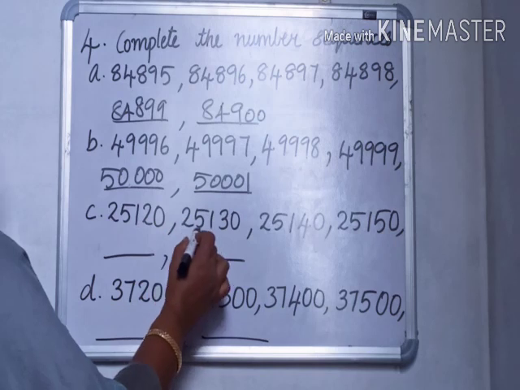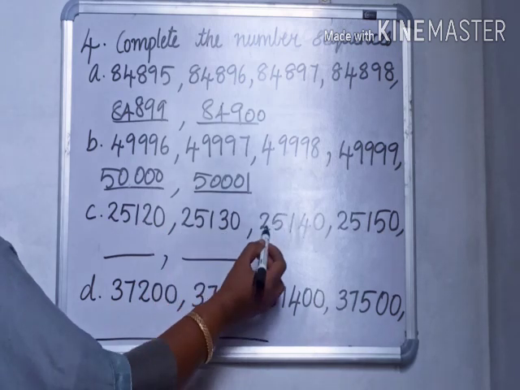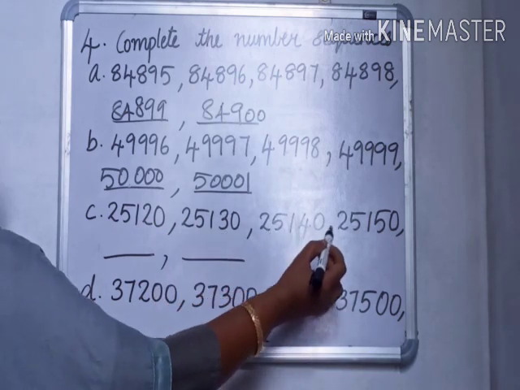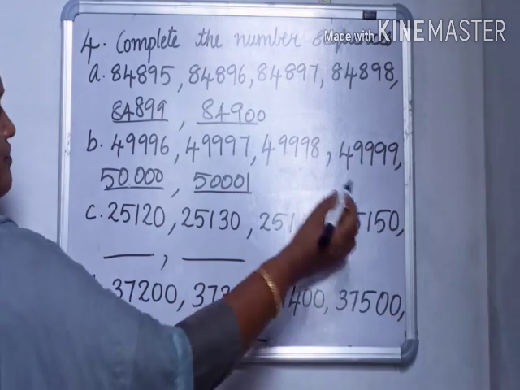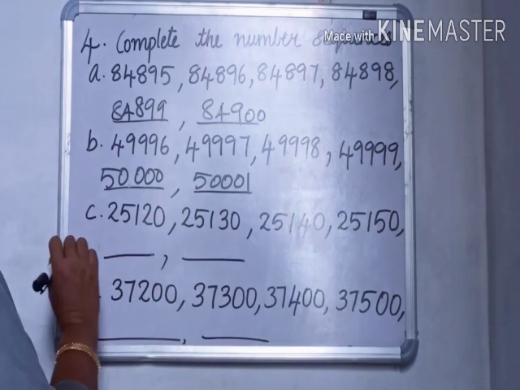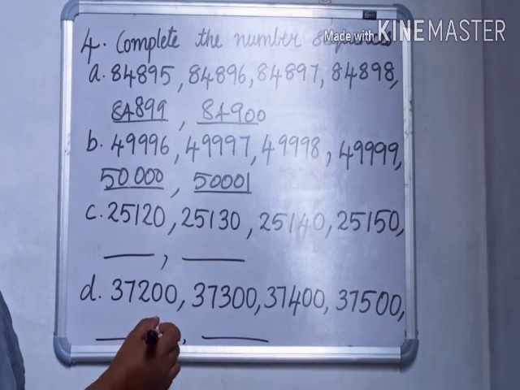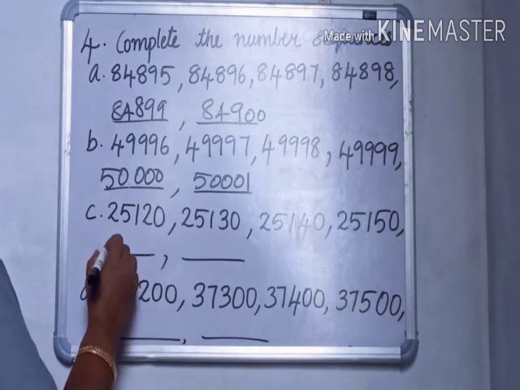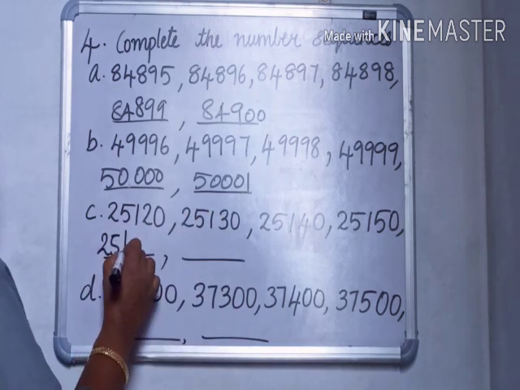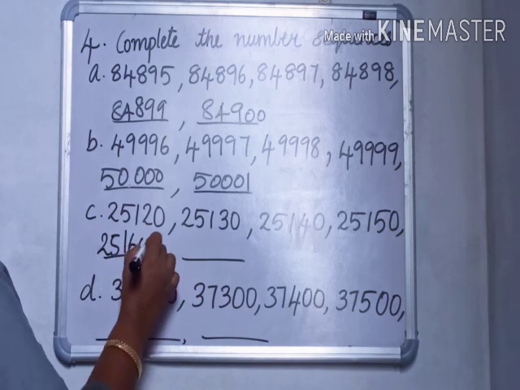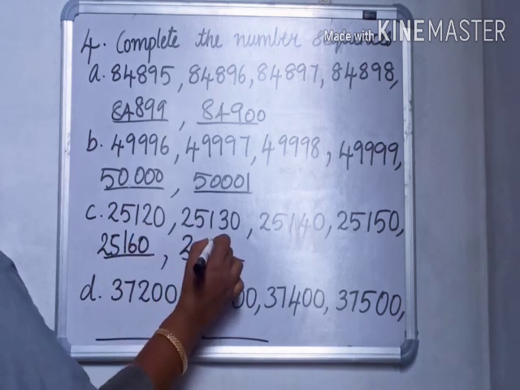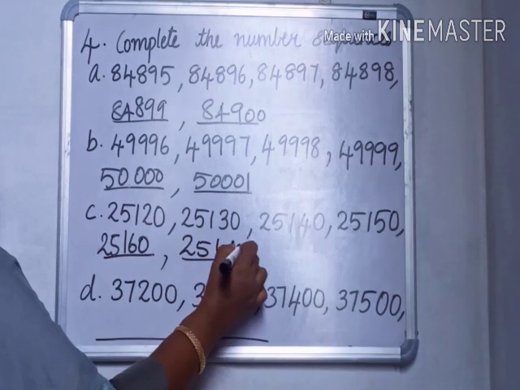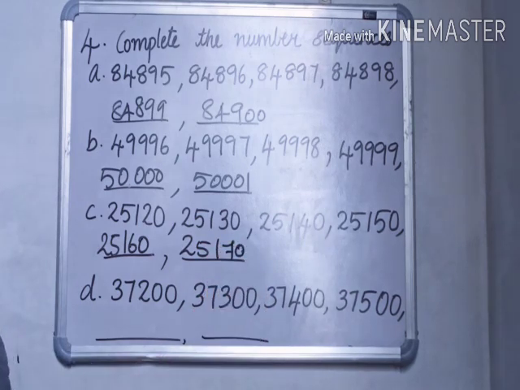C. 25,120, 25,130, 25,140, 25,150. These all are counting by tens. So next is 25,160, 25,170.